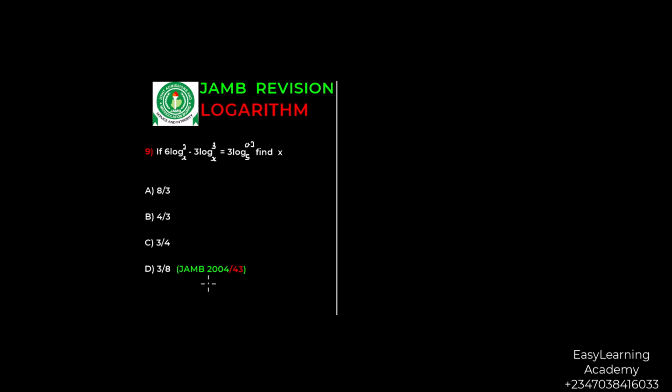Okay, so let's get to 2004 past question. This was question number 43, and we are still dealing with the logarithm with equation. It says if 6 log 2 base x minus 3 log 3 base x is equal to 3 log 0.2 base 5, find x. Alright, so that's the question.